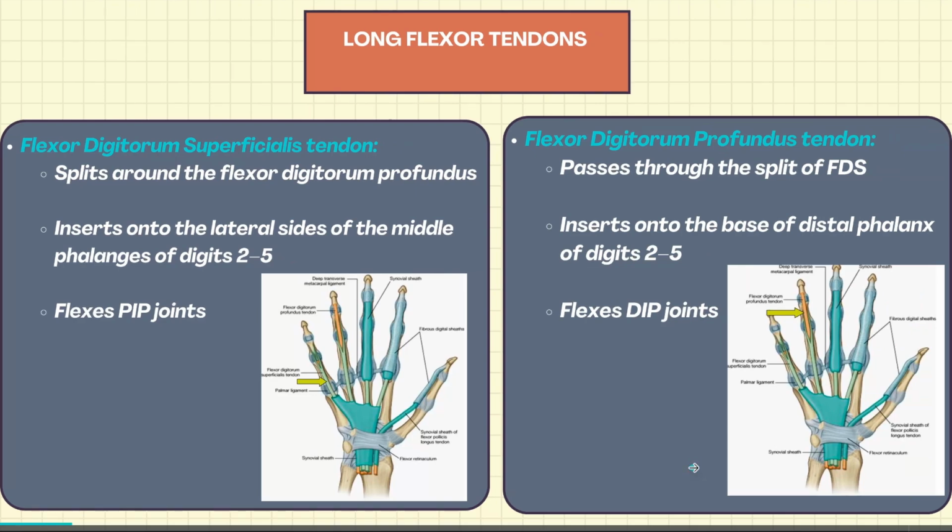Now let's talk about the long flexor tendons. So now you have 2 long flexor tendons. You have the flexor digitorum superficialis tendon, whose main function is flexing the proximal interphalangeal joints. An important thing that I want you to focus on here is that the flexor superficialis runs through the digit until it reaches the proximal interphalangeal joint, and then starts going laterally. However, the flexor digitorum profundus pierces through the flexor digitorum superficialis tendon, and this allows for the flexion of the distal interphalangeal joint.